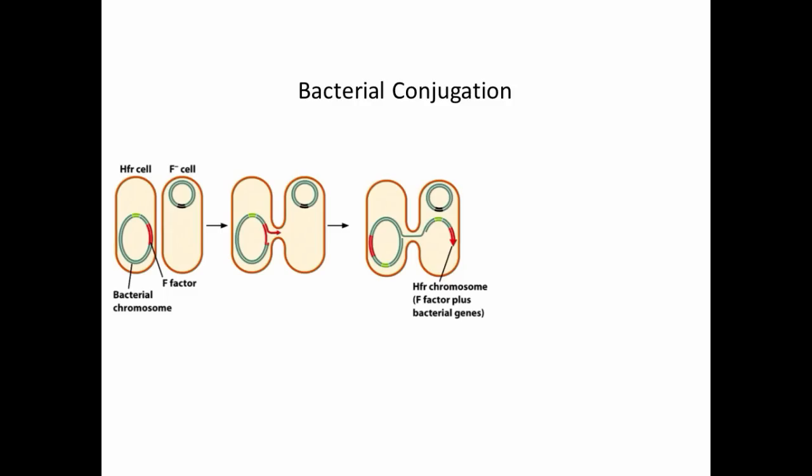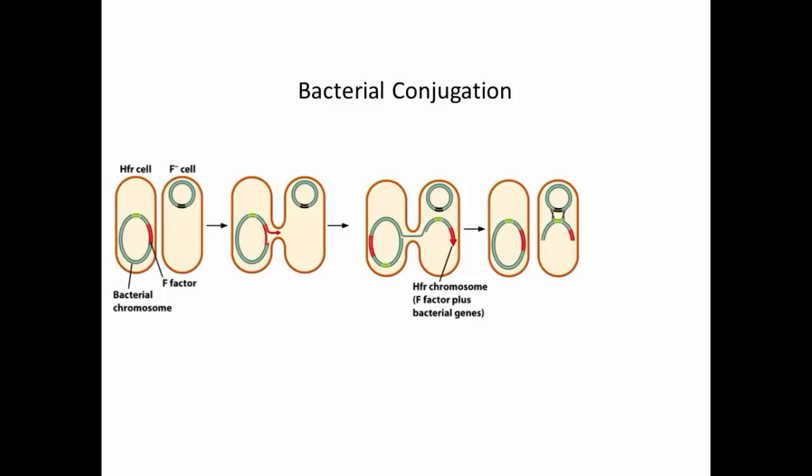Then, once in the F- recipient cell, that single-stranded DNA copy is replicated to form a double-stranded DNA molecule. And the result then is that part of the fertility factor, because the origin is in the fertility factor, and then the associated bacterial chromosome next to the origin is transferred into the F- cell.